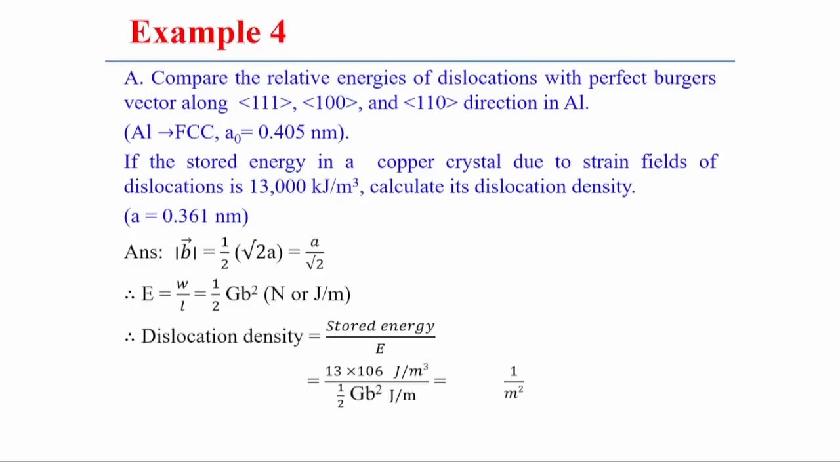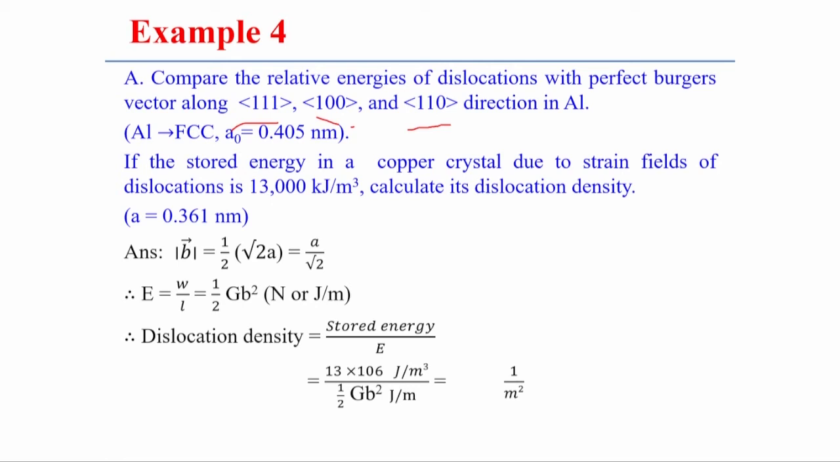Now the next problem: compare the relative energies of dislocations with perfect Burgers vector. Perfect Burgers vector in the sense that a dislocation of unit strength is represented by the perfect Burgers vector, and that Burgers vector is represented by the shortest repeat distance in the case of the simple cubic structure. So with perfect Burgers vector along the 1 1 1, 1 0 0 and 1 1 0 directions in the case of aluminum. We know aluminum has FCC crystal structure, and the lattice parameter of aluminum is also given here. If the stored energy in a copper crystal due to strain fields of dislocation is given, then calculate its dislocation density.